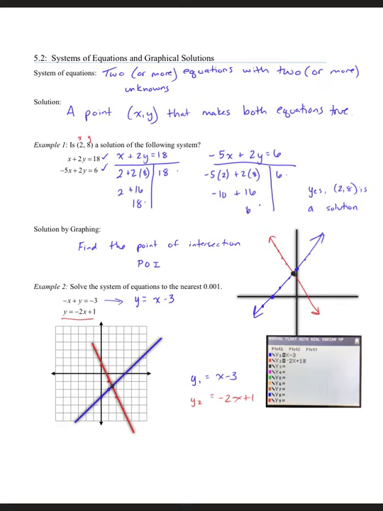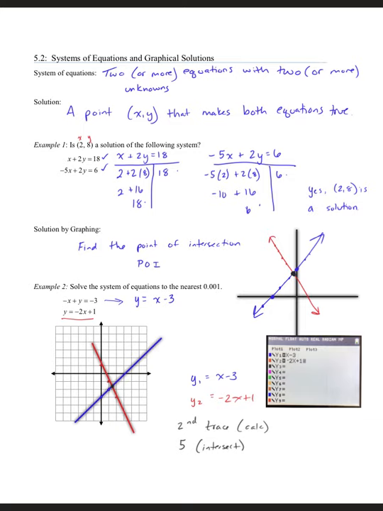The next thing we're going to do is use that calculate feature again like we used in the last unit. So we're going to press second trace, which is that calc menu. Now here we're going to use option 5, which is intersect.